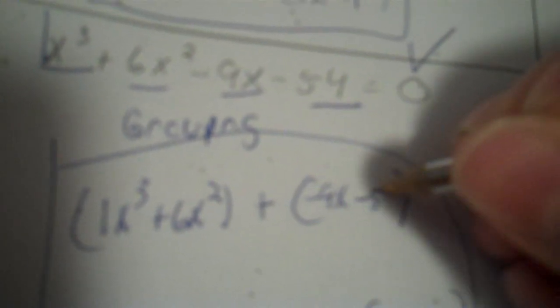So grouping, and then the same thing with the GCF lines factored out of each binomial. And then little parentheses, big parentheses. Okay, so we put 1x to the third plus 6x to the second. Then we put the negative 9x with the minus 54.